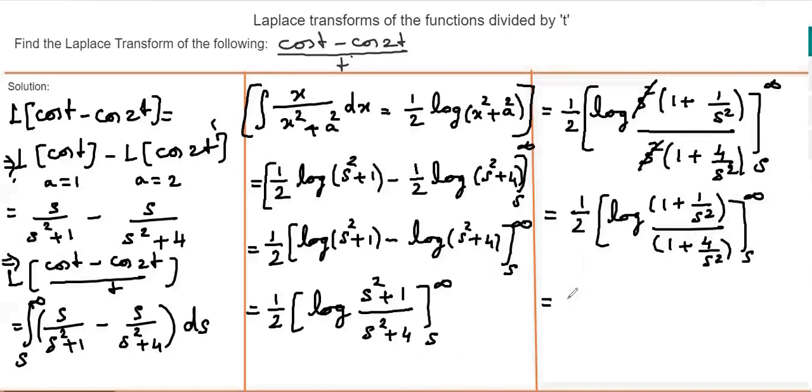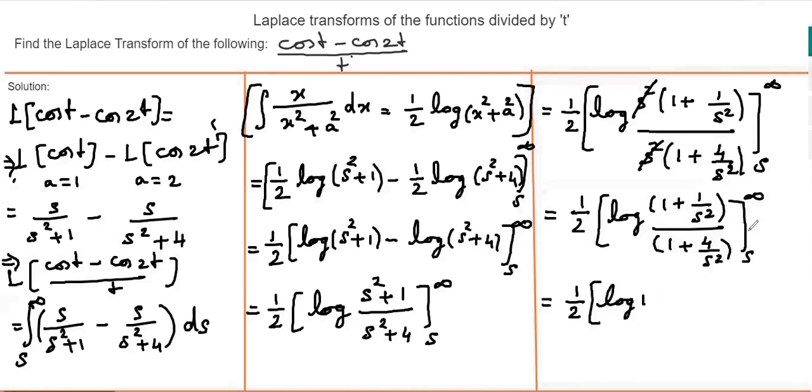Now this half is there as usual. If I apply infinity, the upper limit, what happens? Listen carefully. 1 over infinity is 0, so 1 plus 0 is again 1. Similarly in the denominator, if I apply infinity, 4 by infinity, anything over infinity is 0, so 1 plus 0 is again 1. Here I have log of 1 over 1, so I can simply write log 1.